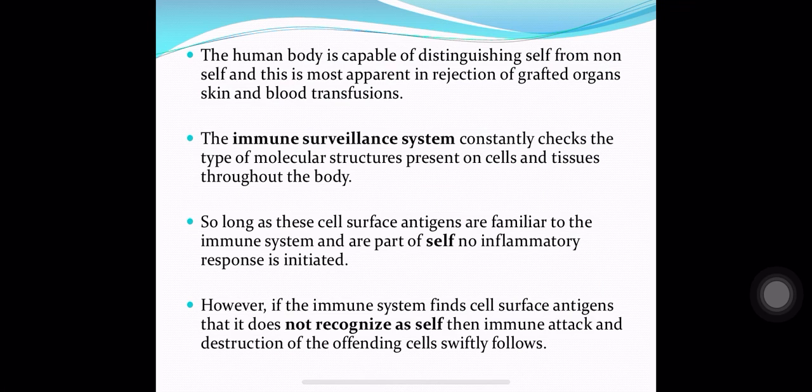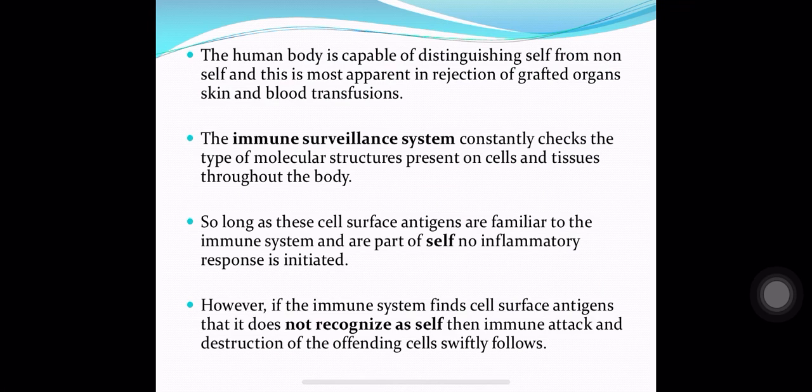The immune surveillance system keeps moving in the whole body 24 hours a day, and it keeps checking the molecular presentation of the cells of the body. If the surface antigens or the molecular presentation of the cells is identified as self by the immune system, then it will not mount any immune response against them.